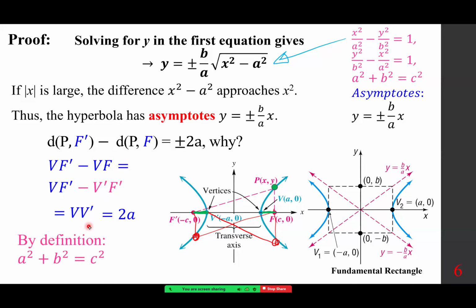And as I mentioned, a squared plus b squared follows the Pythagorean theorem. c is always larger than both a and b. This distance is a, and it may be easier to see. This distance is a, this distance is b, and f is somewhere here. This distance is c, which is larger than both a and b.